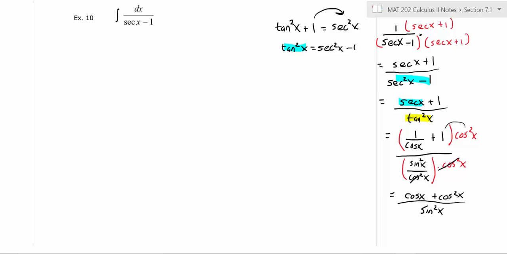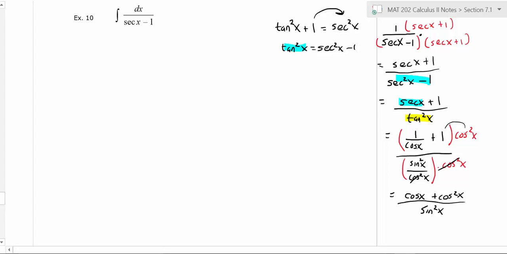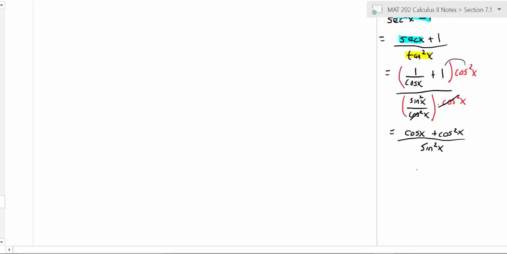Okay, so just kind of completing this now, I'm going to try to break this up and work with this. We're getting closer to being ready to do our integral like this. So what I'm going to do is slide this down just a little bit here. And I'm going to now break this up like this: cosine x over sine squared x plus cosine squared x over sine squared x, like this. Okay?